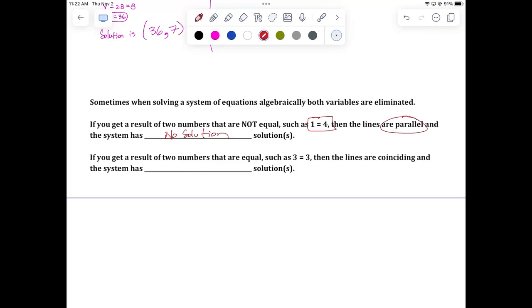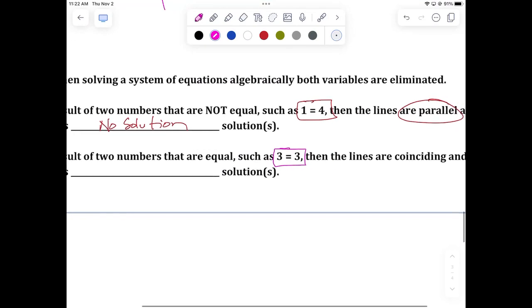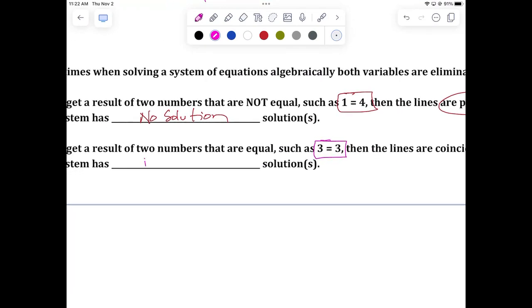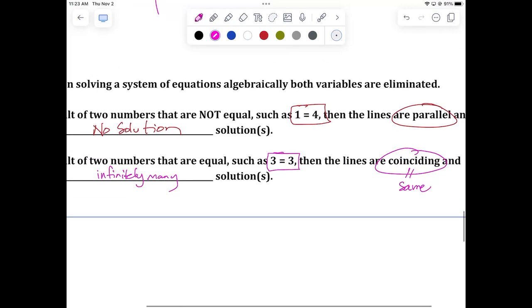But sometimes if you get rid of the variables and you end up with a true statement, like 3 equals 3, now you're like, so true, right? Now how many solutions are there? Infinitely many solutions. Because the 2 lines are coinciding with each other. It really means they're the same line. If 2 lines coincide with each other, that's another way of saying they're the same line. So does 3 equals 3? 3 is the same as 3, right? So the same line, there's infinitely many solutions.